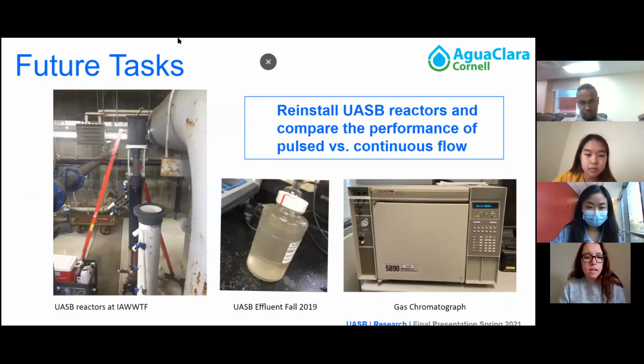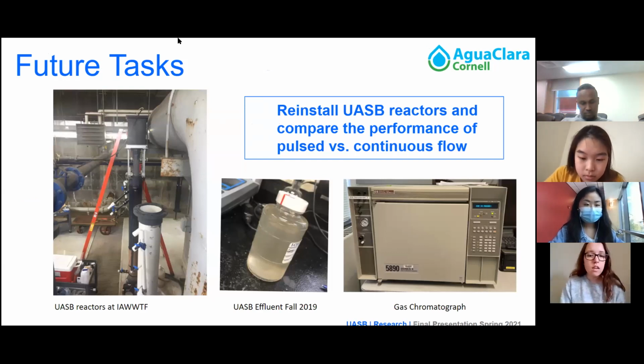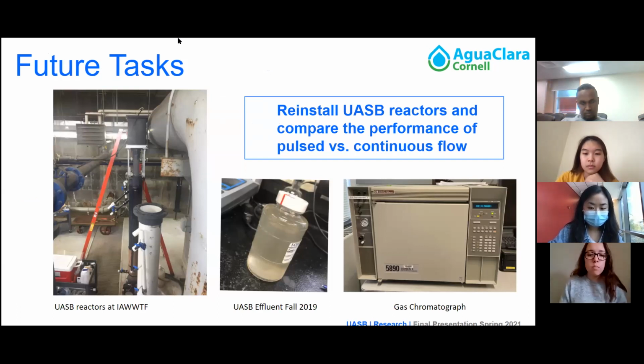So our first priority after we regain access to the Ithaca Area Wastewater Treatment Facility is to restart our reactors. It's important to do this as quickly as possible because the time it takes to generate sludge granules and come to stable biogas production rates is on the order of weeks and months. And the end goal is to eventually compare the performance of pulsed flow UASB reactors to continuous flow UASB reactors.